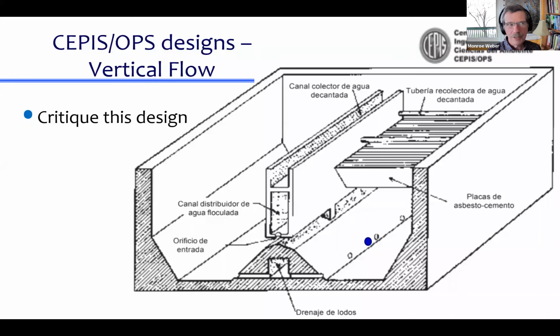One of the ways to think about critiquing is, if something went wrong, and you can think about all the possible things that might go wrong, how would you fix it? So there's a flat bottom to the tank. So what do you think? What's the issue with the flat bottom? Anyone?